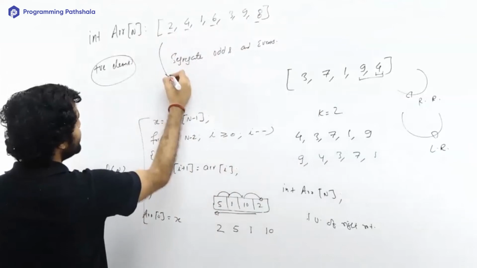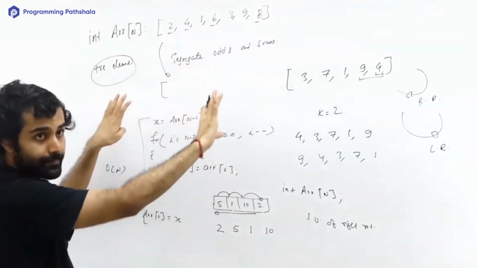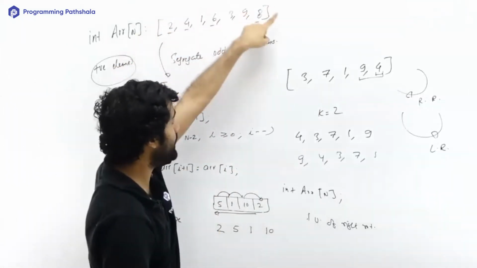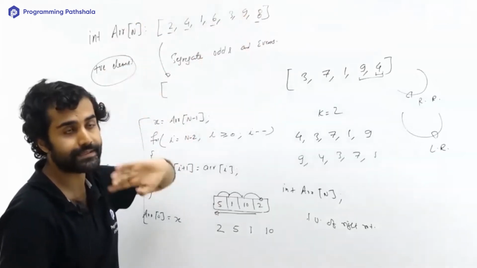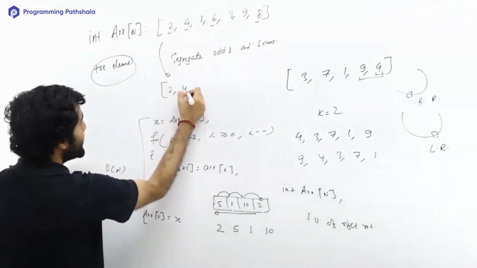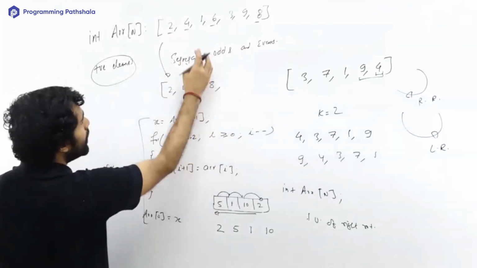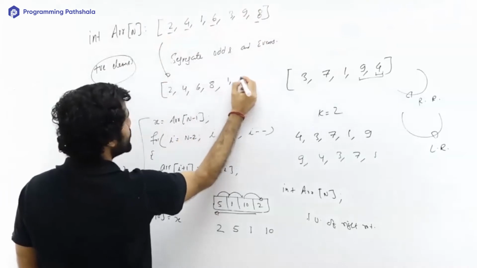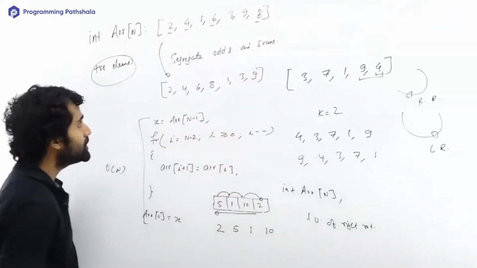In my resultant array, I don't have a separate array, right? I have to do everything in this array only. I have to rearrange this array such that all the even elements, which are 2, 4, 6, 8, come at the beginning, and all the odd elements, which are 1, 3, 9, come at the end. This is what I want to do.